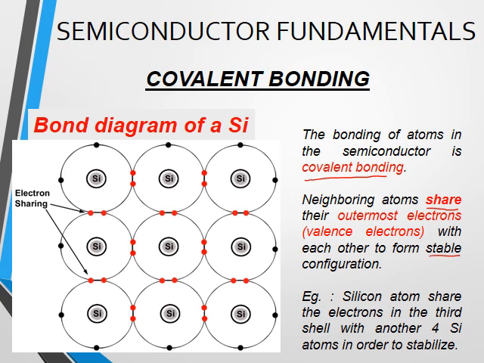In this figure, the red dots are the electrons that are shared among the neighboring silicon atoms. So you can see that, for example, this silicon atom in the middle shares electrons with another 4 neighboring atoms to form a stable configuration, meaning that having 8 electrons at the outermost orbital. The figure showing the atomic bonding is called the bond diagram.